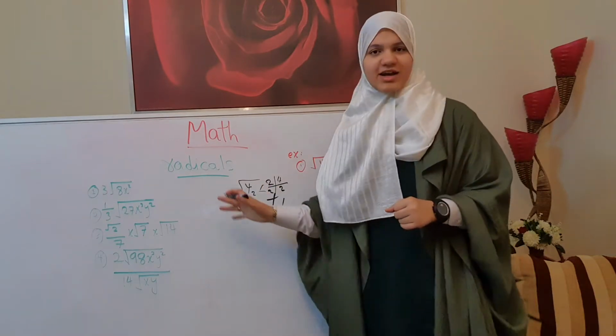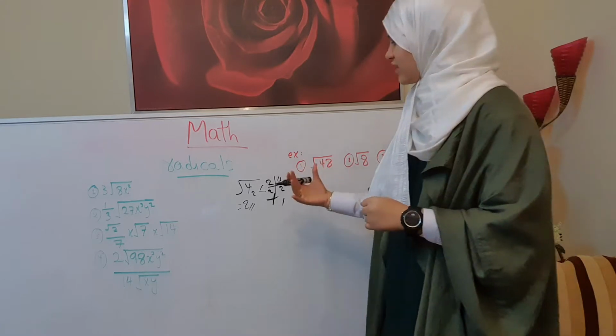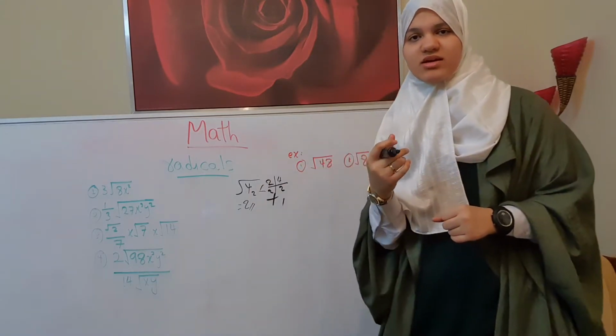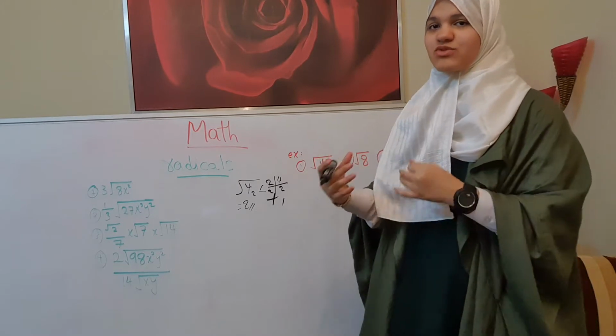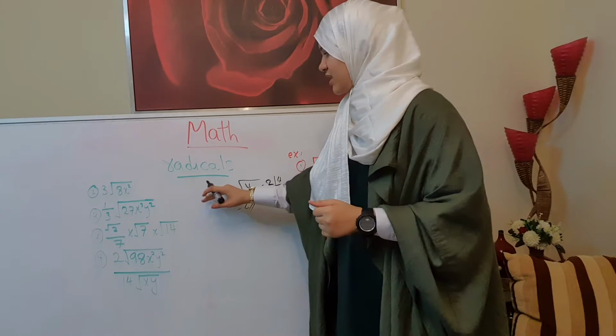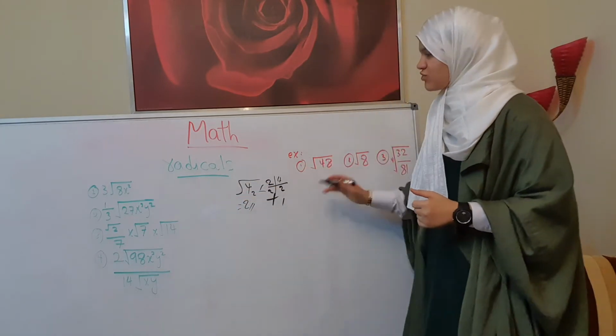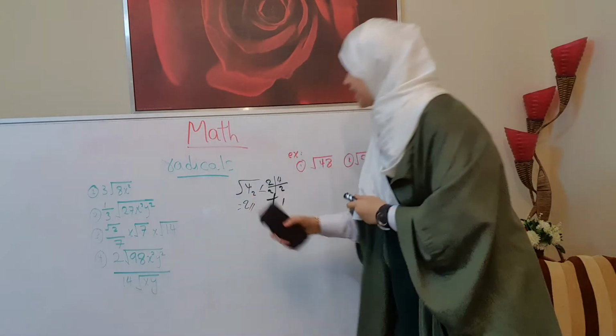And also radical 9, the square root is 3. What does perfect square mean? A perfect square is like the numbers that multiply by themselves, or the real numbers that multiply by themselves to bring the square root. So that was about radicals. And there are some examples of how to solve radicals. The first example is radical 48.